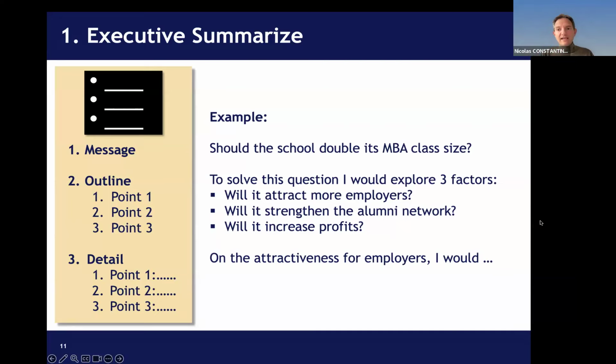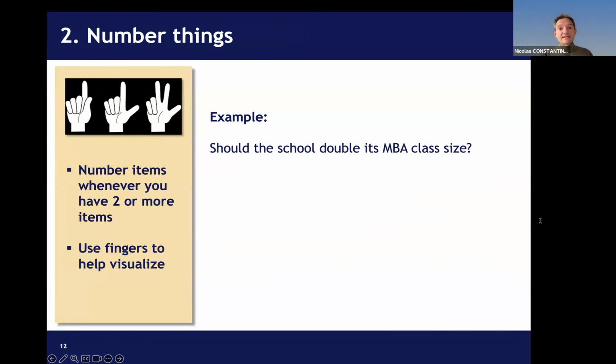So that's executive summarizing. The second technique is an incredibly simple technique that you can combine with the first. And this one is called numbering things. The idea is that the moment you have more than one item, more than one topic, reason, or argument, you just start numbering them. You can even use your fingers to do that, to help the listener visualize and follow you. The whole idea of numbering is that it makes the structure much more visible.